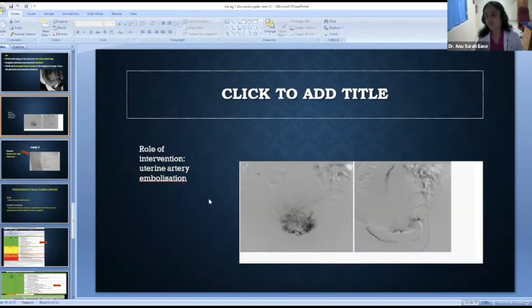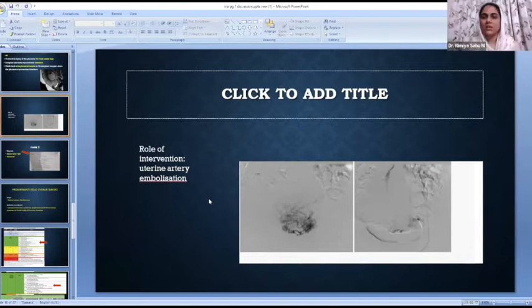And the role of intervention is in uterine artery embolization. Balloon is used for occluding the uterine artery. Dr. Nimia, can you tell me how it is done? During the multimodality approach, at the time of cesarean section, intervention can be done by balloon catheterization of the bilateral internal iliac arteries, so as to get a bloodless field.